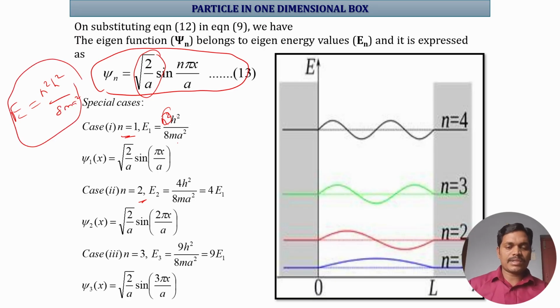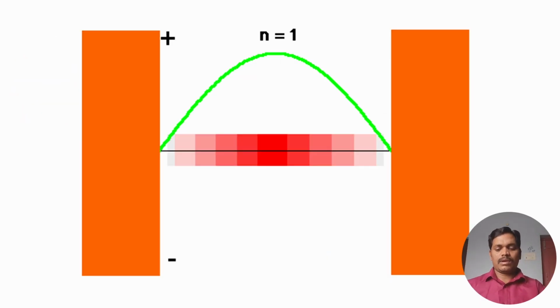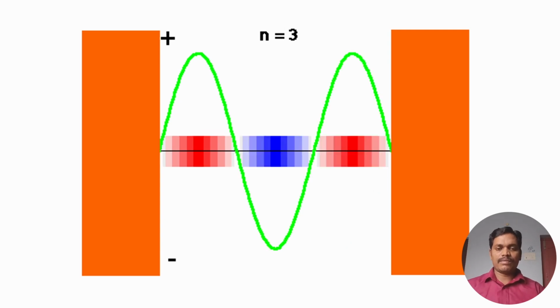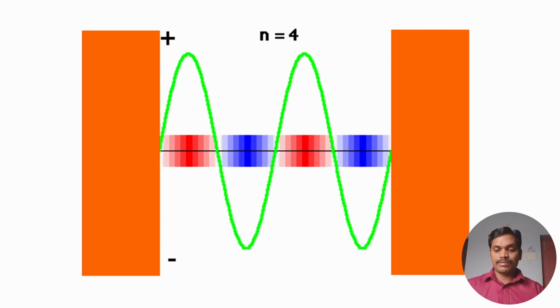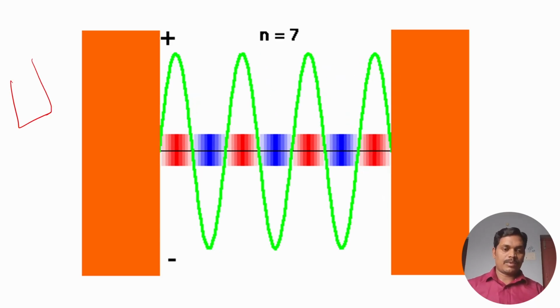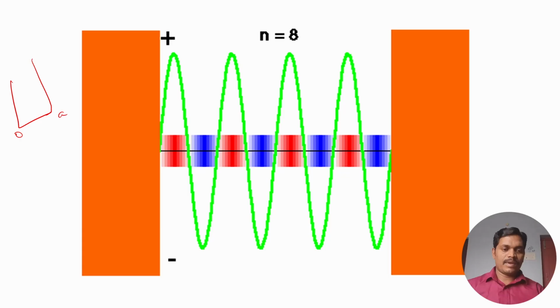Sometimes the question can be asked like, derive an expression for eigenvalue. This is actually the eigenvalue. So if they are asking for eigenvalue, this is the eigenvalue. Eigenfunction ψ equal to root 2 by a sin(nπx/a). This is the eigenfunction. But here the important concept you have to understand is, if n equal to 1, we'll have only one wave; n equal to 2, you'll have two waves; n equal to 3, we'll have 3 waves. That's what we have in the potential box, 0 to a.